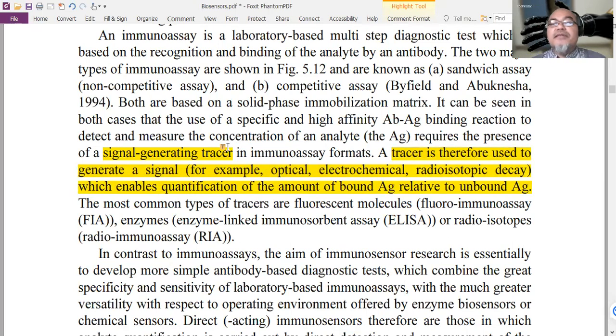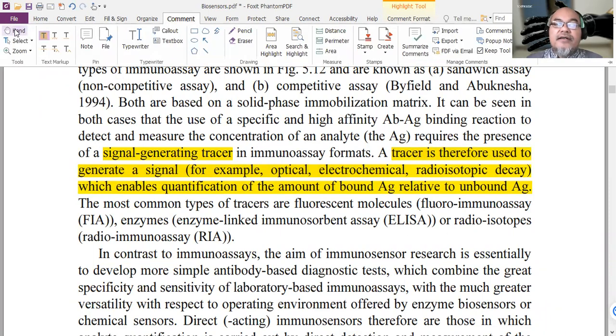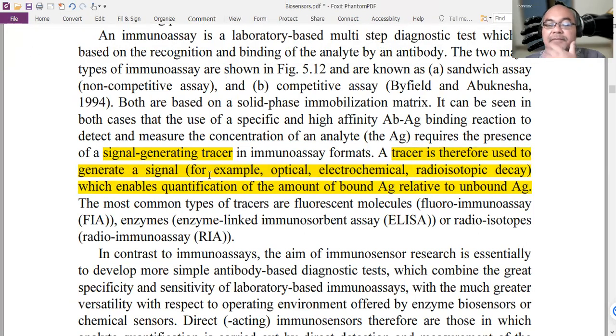Optical means that, for example, you label the antigen or you label the antibody. For example, if you label the antibody that is immobilized onto the surface of the substrate, when it binds to the antigen, the fluorescence, for example, decreases. Then you know how much of them are bound to the antigen.